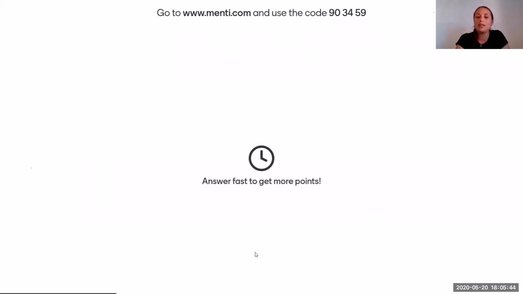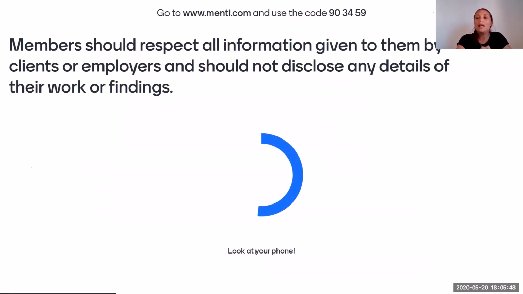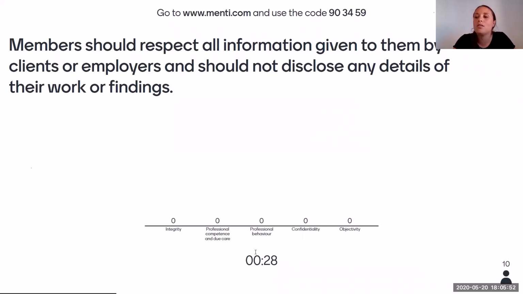Sticking with our ethical principles then. So again, this is another description of an ethical principle. Members should respect all information given to them by clients or employers and should not disclose any details of their work or findings. Which one of our ethical principles is that explaining?